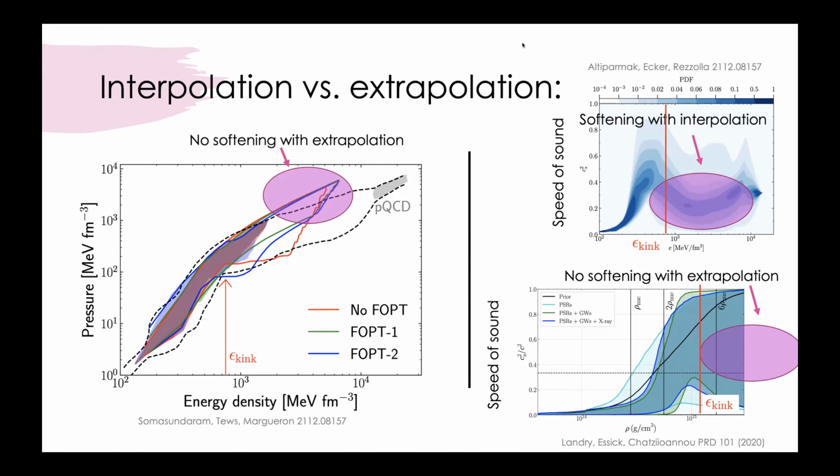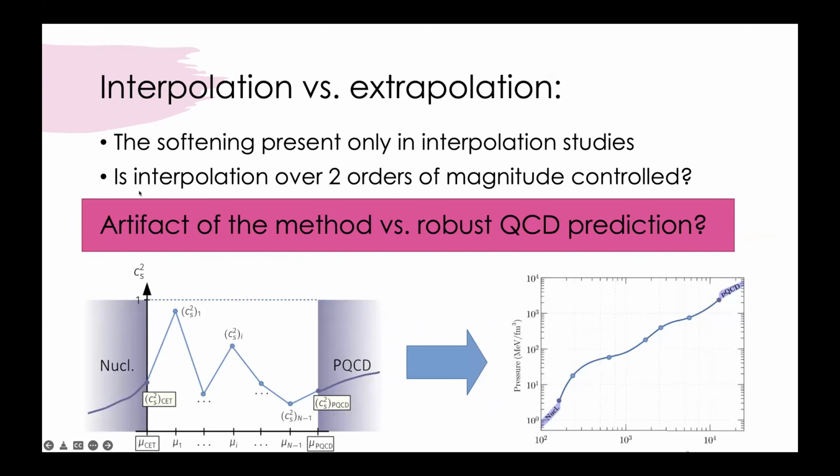And that raises a question to me. Is this feature appearing in the equation of state because it's a robust prediction of QCD? Or does it have to do with the choices I've made in the analysis? We do this interpolation over 2 orders of magnitude in energy density using piecewise functions that have 4 or 5 segments. Is this coming from the construction itself?